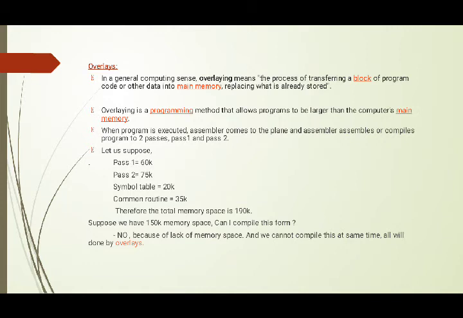Suppose we have 150k of memory space. The question arises, can I compile this program? No, because of lack of memory space. The total memory needed is 190k and we have only 150k, so we cannot compile this all at the same time. But using this 150k of memory space, we can compile this program by using an overlay, a remedial measure.